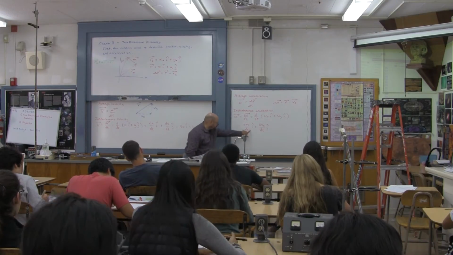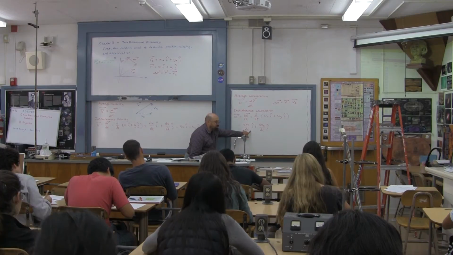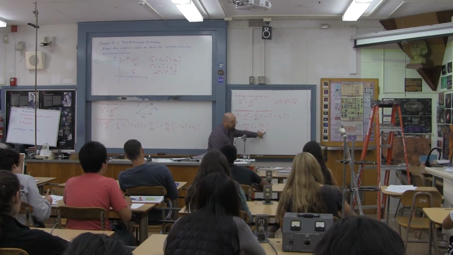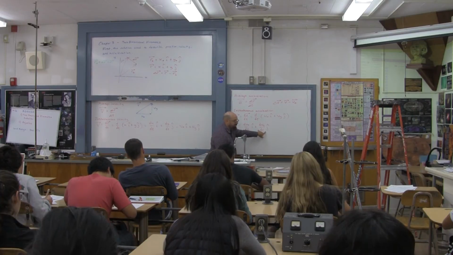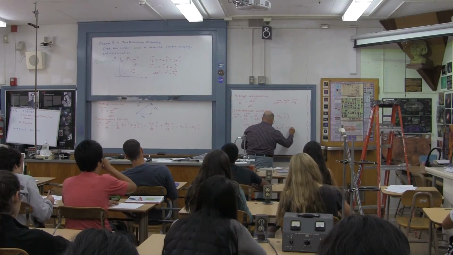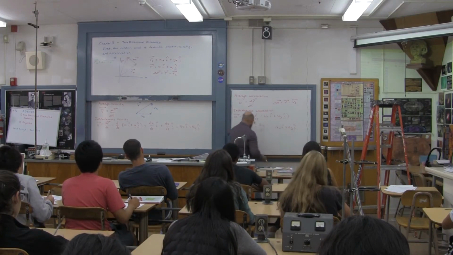Like so. And right here is now the acceleration in the x direction. This is just labeled as a sub x. Right here is the acceleration in the y direction. This is labeled as a sub y. So a sub x i hat plus a sub y j hat.